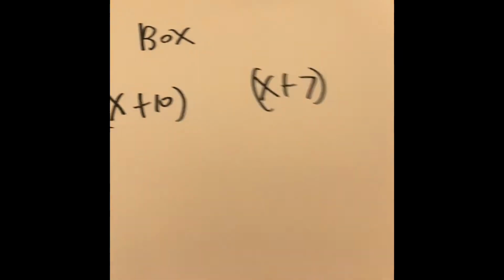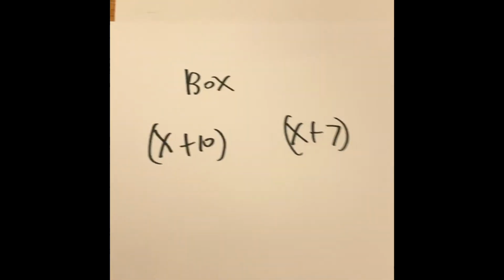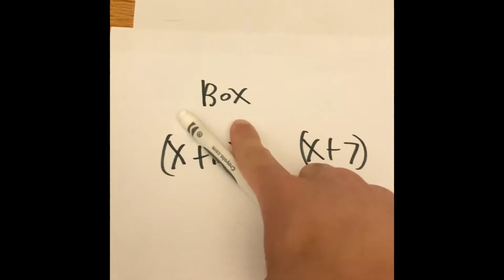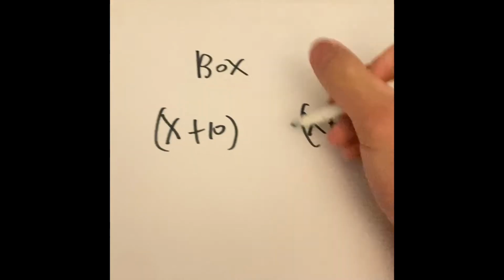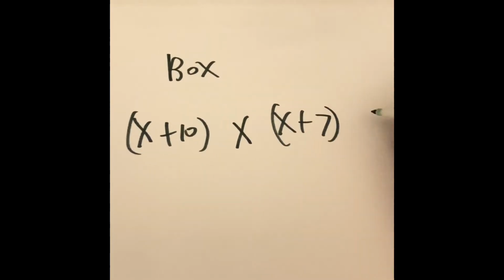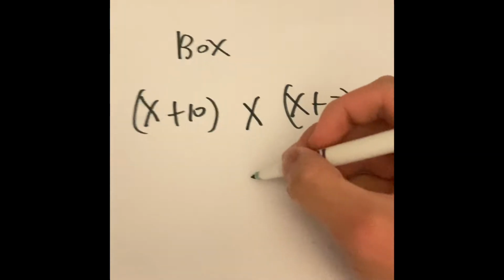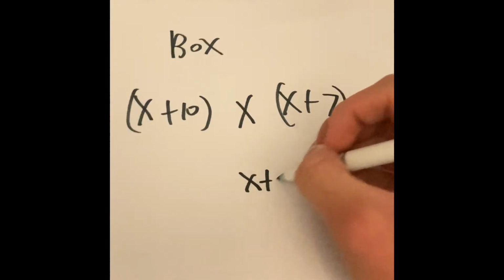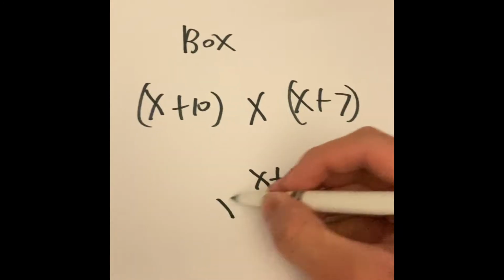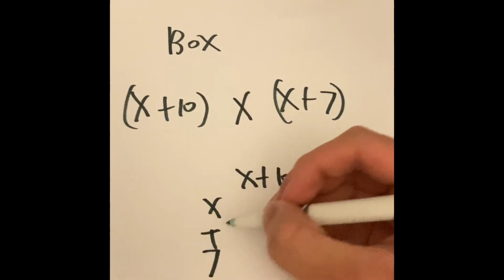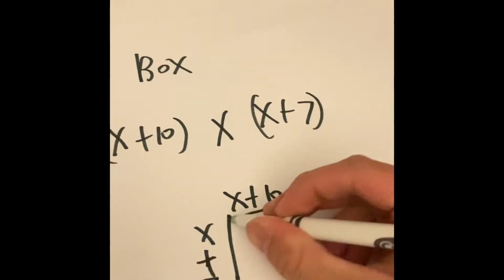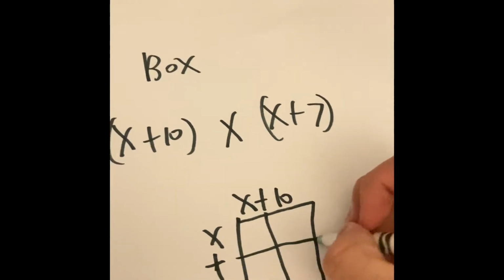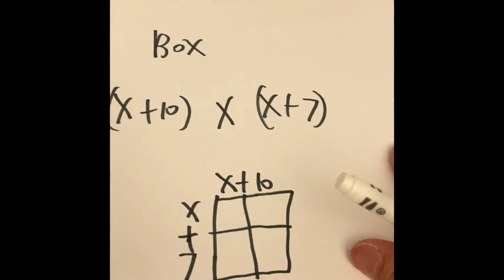So, here is the problem we'll be trying to solve today. This can also be known as the box method because we will be using a box. We want to multiply x plus 10 and x plus 7. So what we're going to do is put x plus 10 right here and x plus 7 right here, because we're trying to make a box. This is what our box is going to look like.